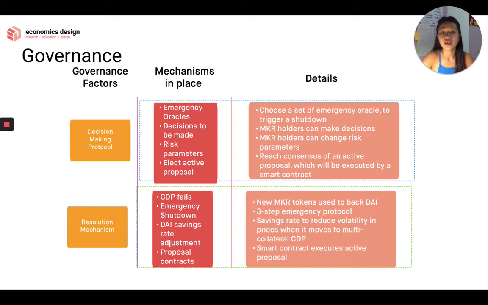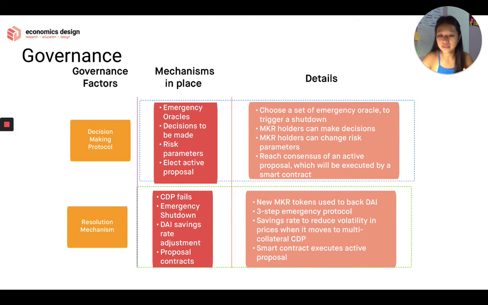Risk parameters. MKR can change the different risk parameters, including the stability fee that I talked about, which is the interest rates. And they can also elect active proposals, and when they reach a consensus to elect the proposals, it will be executed by a smart contract. This is where humans and machines come together hand in hand and work together.